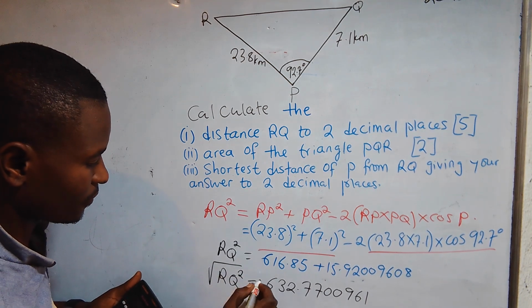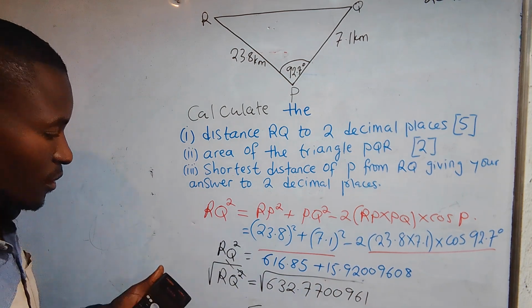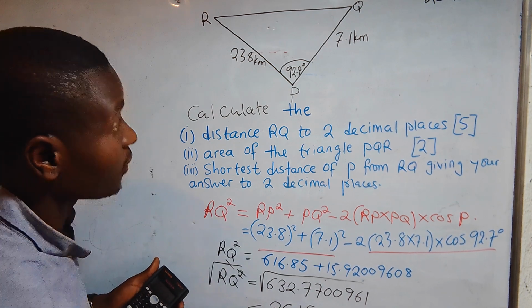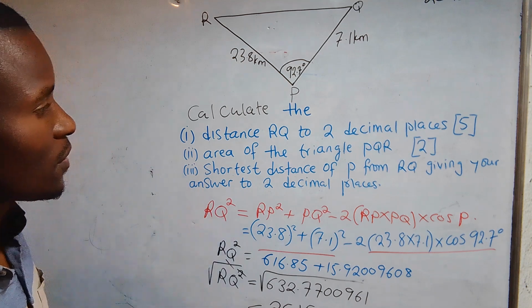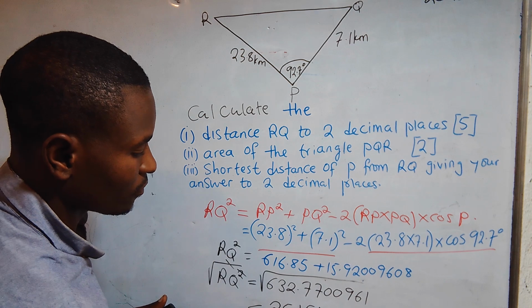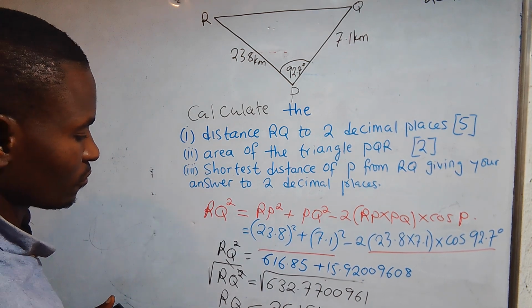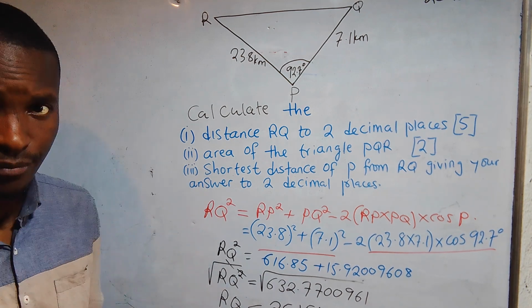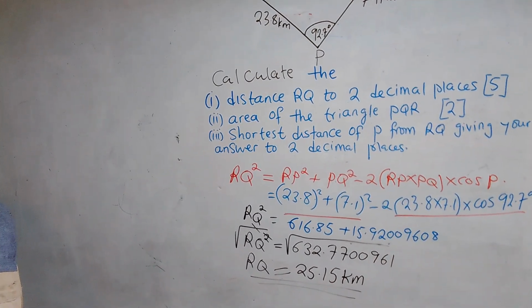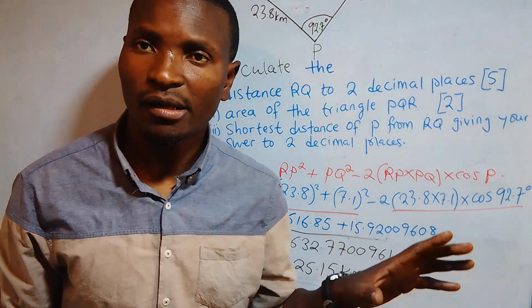So we have now 25.15. So this is two decimal places. Okay, so that is our answer now for the first question.